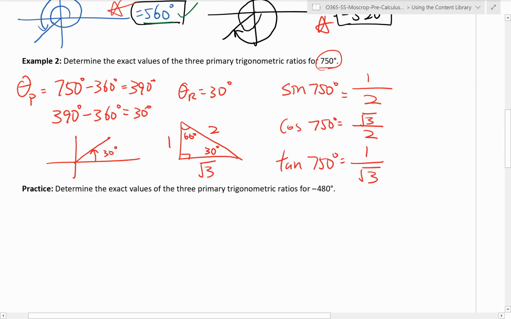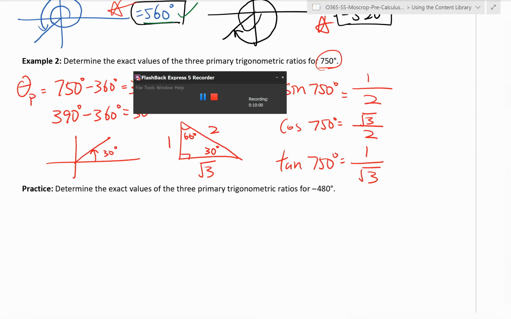Why don't you try this one for negative 480? So think about it, if it's negative 480, do we subtract 360 or do we do something else? Okay, you think about it. I'll show you the answer in a bit.